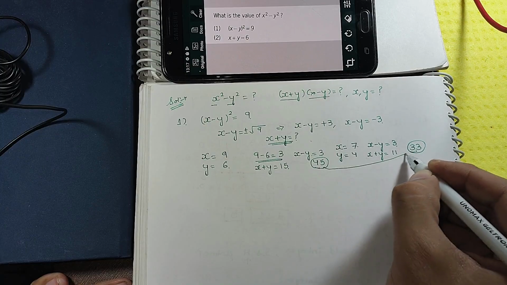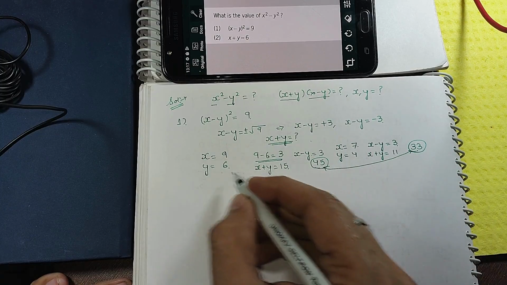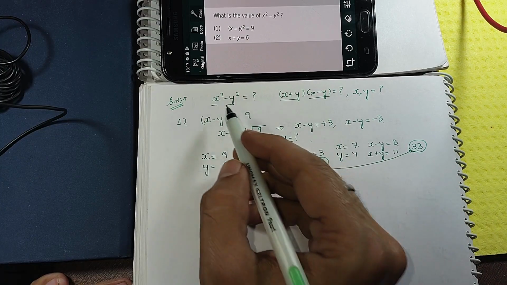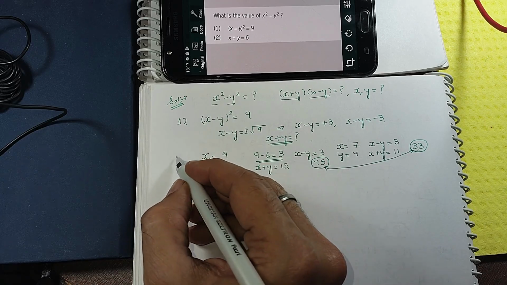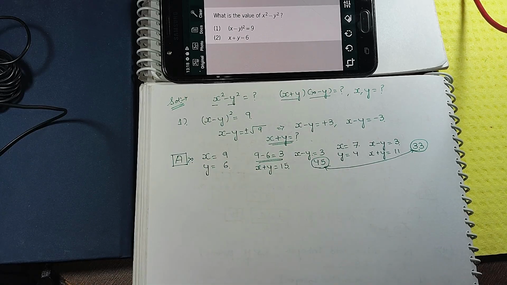So we're getting two different values. So we can say that in statement A we can have some non-integral values as well, because we are not given that both x and y are integers. So we can say that statement A alone is not sufficient to answer the question.